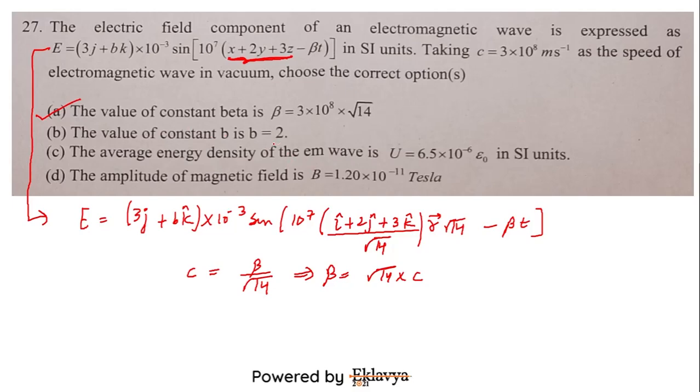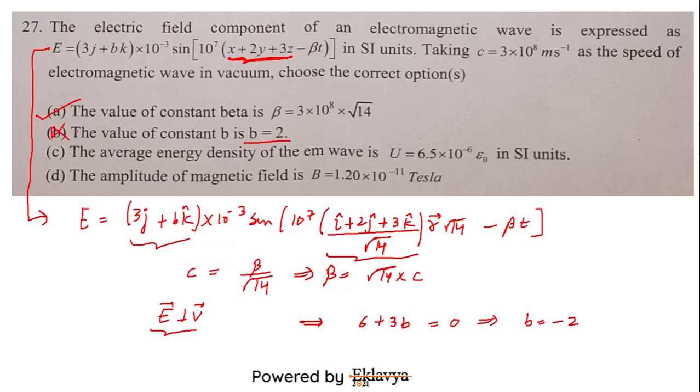Now to calculate the value of b, we are going to rely on the fact that for an electromagnetic wave, the electric field is perpendicular to the direction of wave propagation. Now this is the direction of wave propagation. This is the electric field at a certain instant. Dot product of these two should be 0. So this will give us 6 plus 3b equal to 0, which means b should be equal to minus 2. So because minus is not present here, therefore B option is incorrect. Okay.